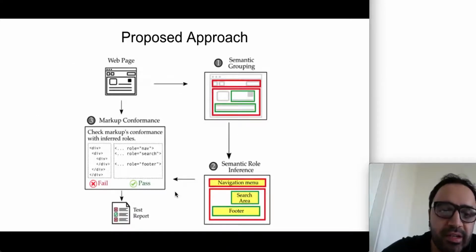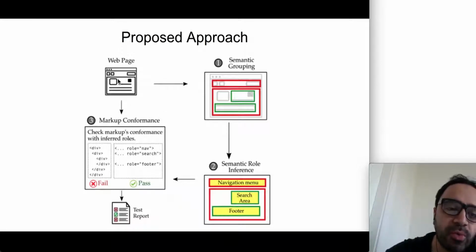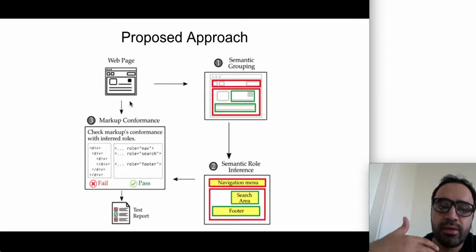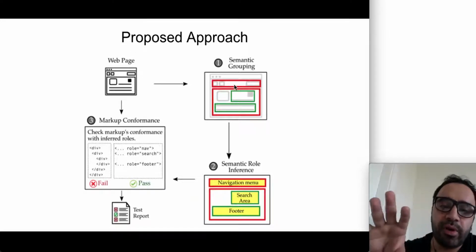So this is a high-level overview of the approach that we're proposing. We first start with a web page. This web page is loaded into a browser, and so we have the final rendered web page. And then what we do is we start with the semantic grouping of that web page.